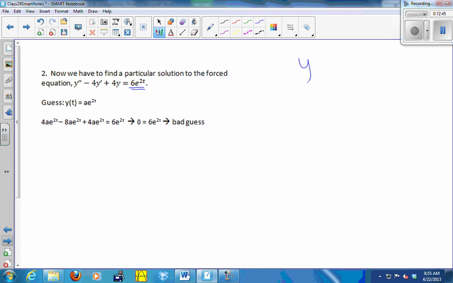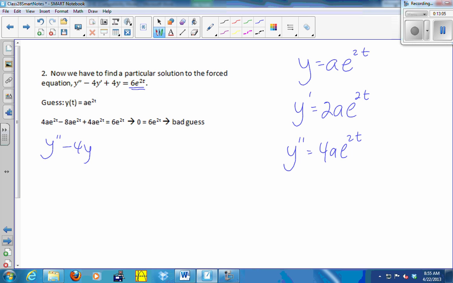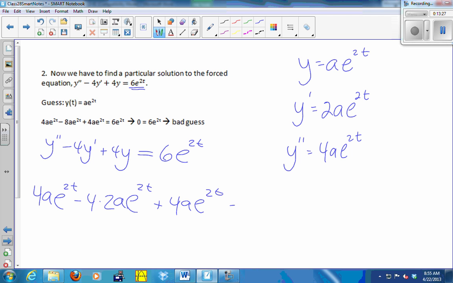So I wrote y equals A e to the 2t, just to reiterate what I did here. I took y prime, which is 2A e to the 2t, and y double prime, which would be 4A e to the 2t. And then I plugged into my differential equation. y double prime minus 4y prime plus 4y. And I'm trying to force this. I want to choose an A that will make this equal 6e to the 2t. And when I plug in, I got 4A e to the 2t minus 4 times 2A e to the 2t plus 4A e to the 2t.